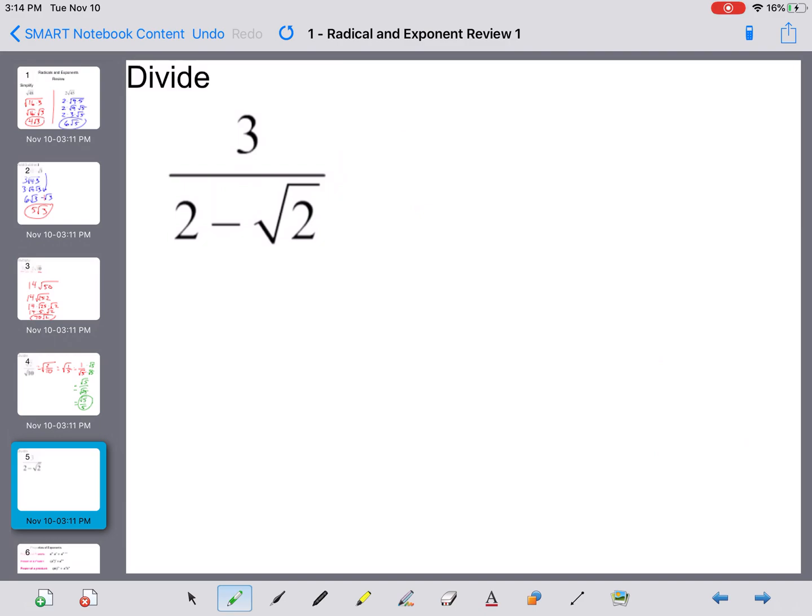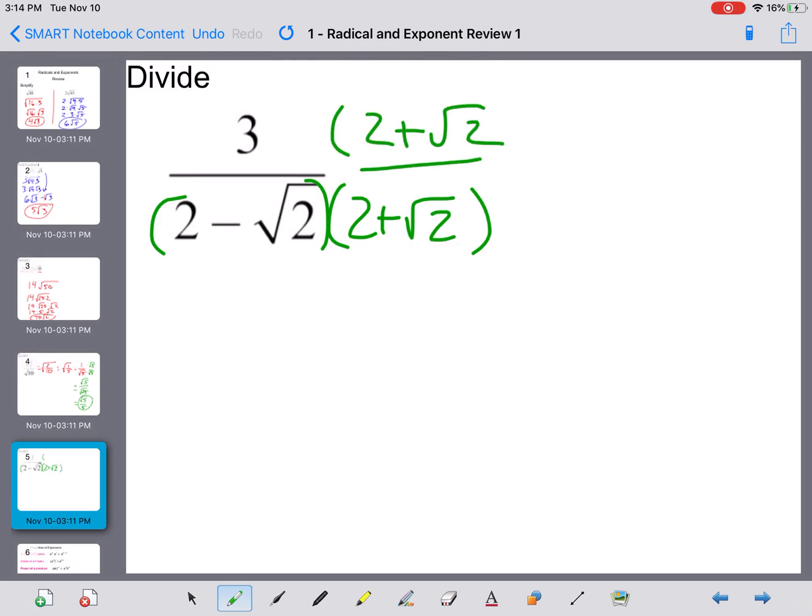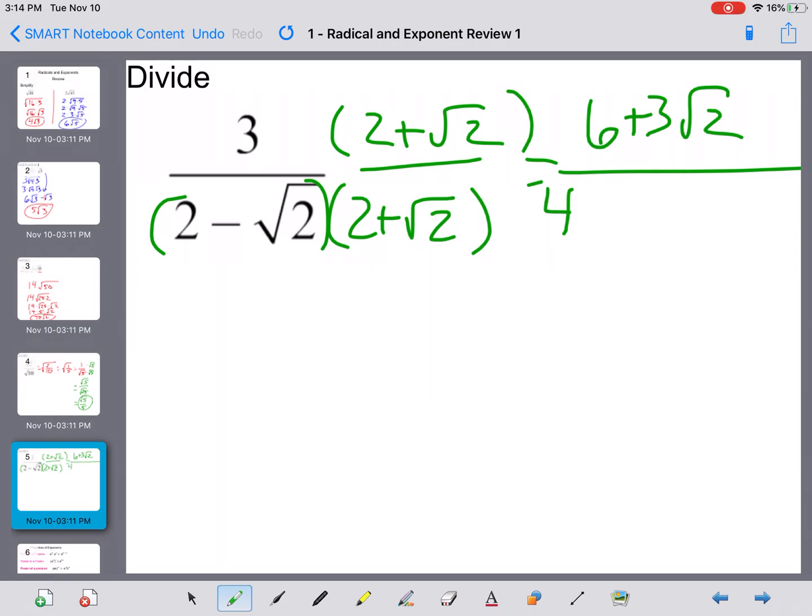When we have 2 terms in the bottom, so if there's a radical with some other number being added to it, what we want to do is multiply by the conjugate. So we change the sign on the radical, and we multiply top and bottom by that. So we distribute up top. And then in the bottom, we would say 2 times 2 is 4. 2 times root 2 is plus 2 root 2, minus 2 root 2, minus root 4.